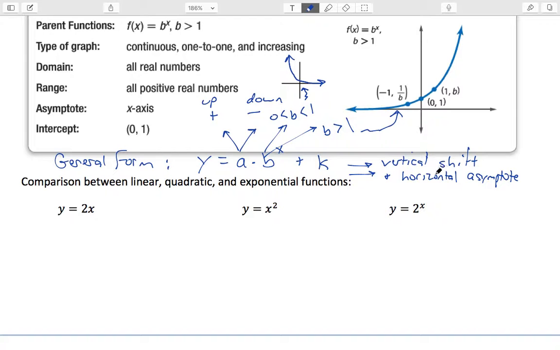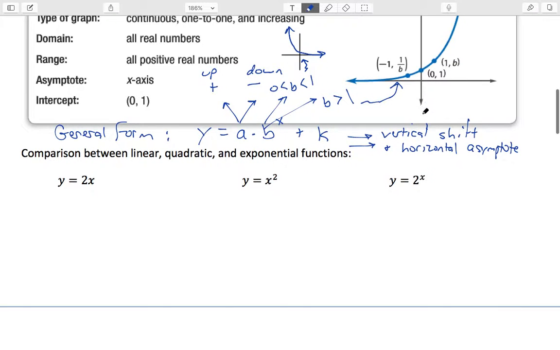But the asymptote shifts the graph. In this case, it's going to shift it up and down. So let's explore this a little bit before we do some graphing.